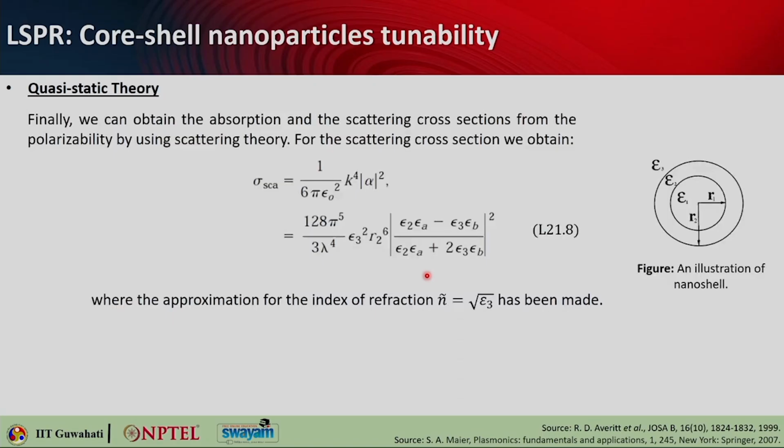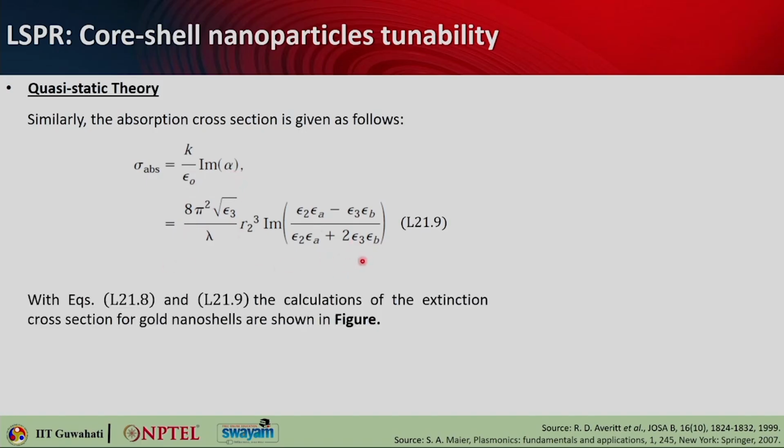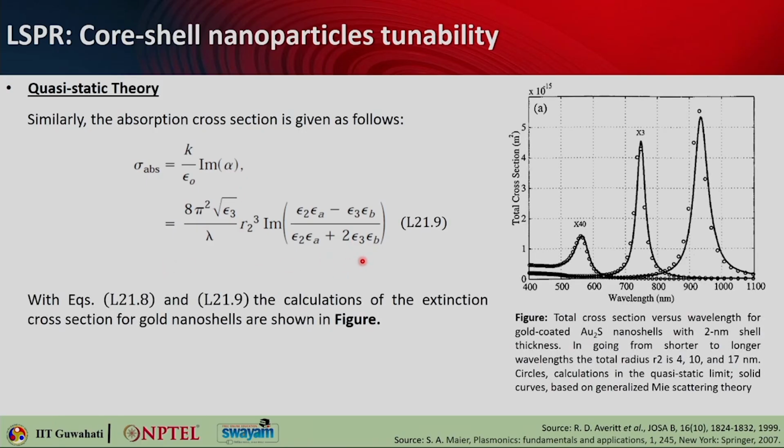Okay. So, here one thing you can remember that n, that is the refractive index, outside can be taken as square root of epsilon 3, because this surrounding media is a dielectric. So, you can simply take this one, not a problem. Similarly, you can obtain the absorption cross section, that is basically k over epsilon naught imaginary of alpha. Once you put alpha you get this expression. So, overall you will be able to find out the case. Now, using this you can find out the total cross section.